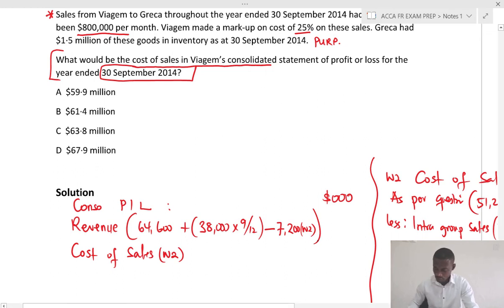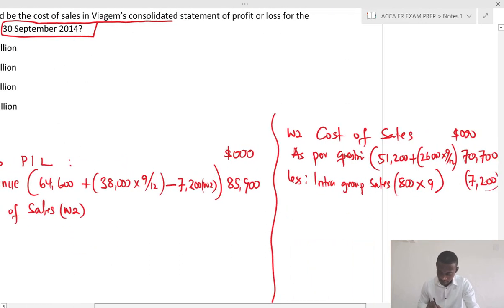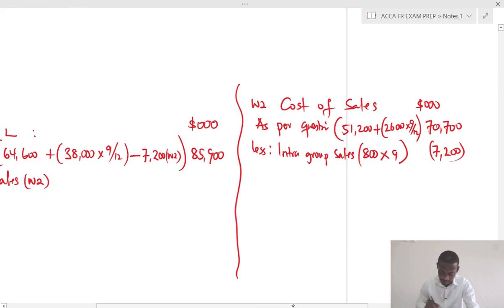All right, let me do the bracket first. 38,000 times 9 divided by 12 plus 64,600 minus 7,200. That gives me 85,900. Now I can build up on the cost of sales on the basis that these are the only items we have.